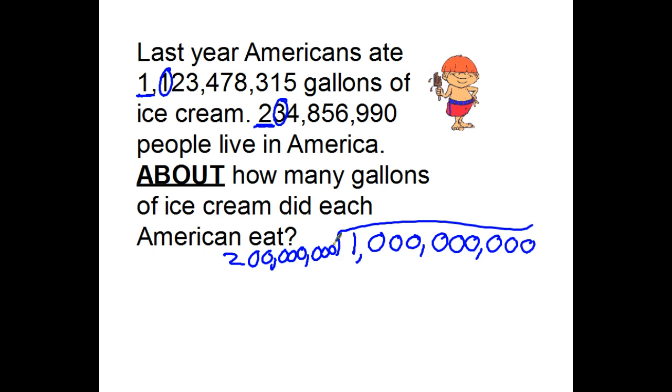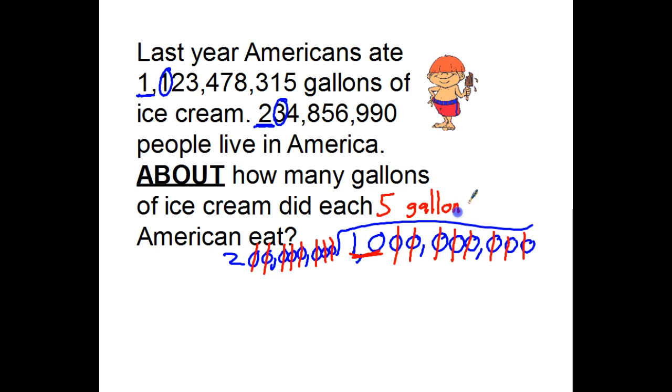And now, when I get rid of all of these zeros, 1, 2, 3, 4, 5, 6, 7, 8. 1, 2, 3, 4, 5, 6, 7, 8. What am I left with? 10 divided by 2, which equals 5. The average American eats about 5 gallons of ice cream each year. That would be like the recycling bucket full. Kind of reasonable. I would say 5th graders probably eat more than that.